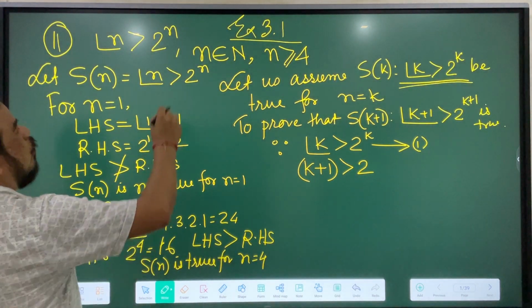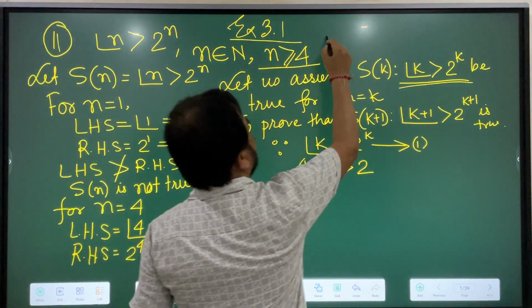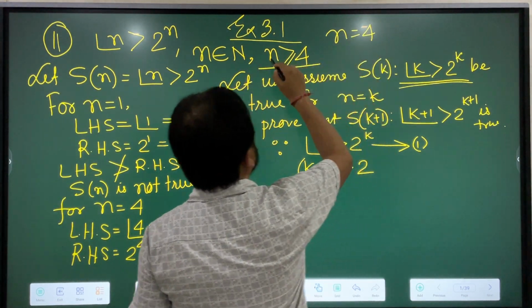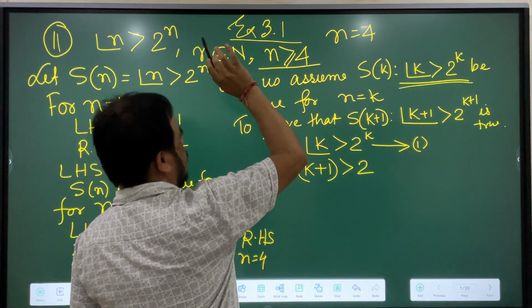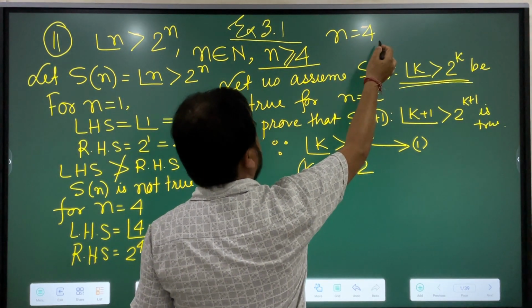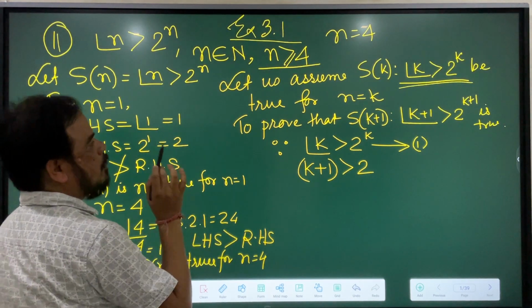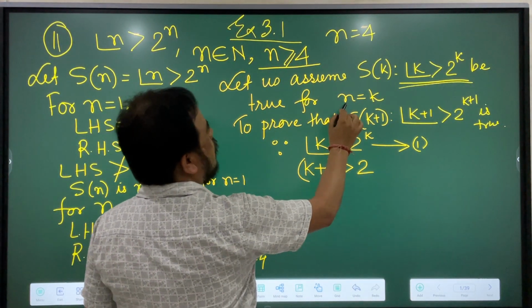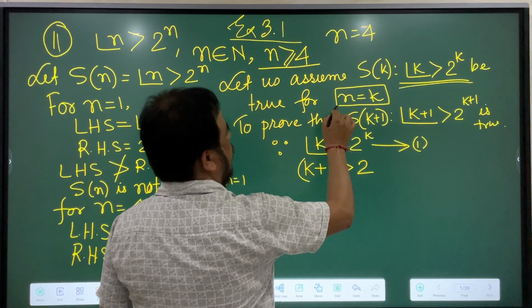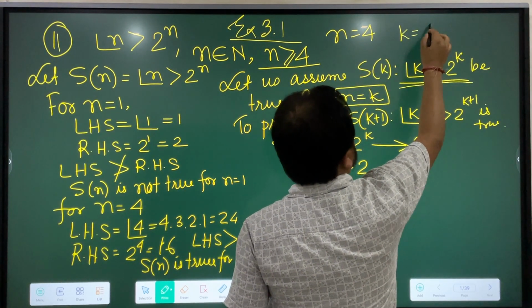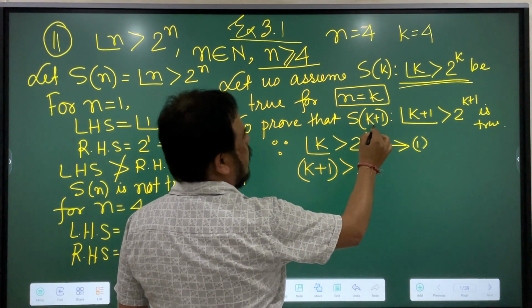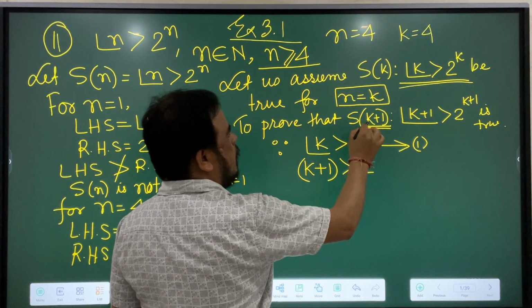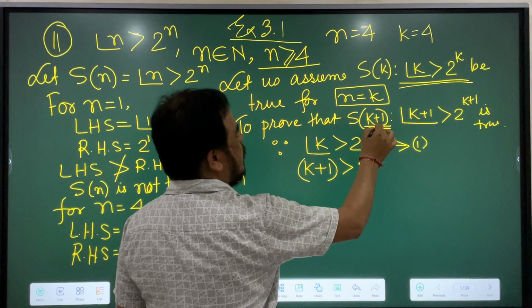Now look here, what is n? Suppose n is equal to 4, because the equal sign is also there, n is greater than or equal to 4. It could be 4, 5, 6, 7, anything, but let us take n equals 4. So here n equals 4 we have taken. Now in place of n, what have we taken? k. Now in place of n we have taken k plus 1.